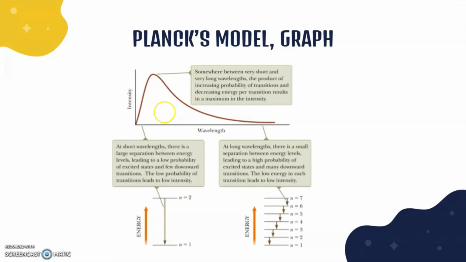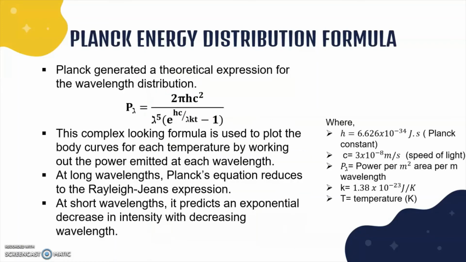At longer wavelengths, there is a small separation between energy levels, leading to a high probability of excited states and many downward transitions. The low energy in each transition leads to low intensity. At shorter wavelengths, there is a larger separation between energy levels, leading to a low probability of excited states and few downward transitions. The low probability of transition leads to low intensity.